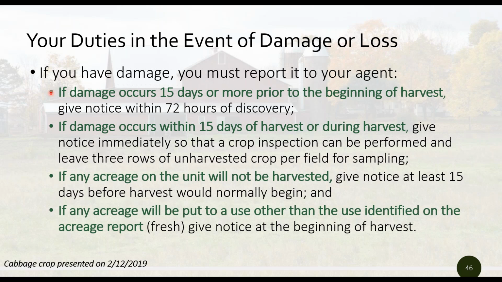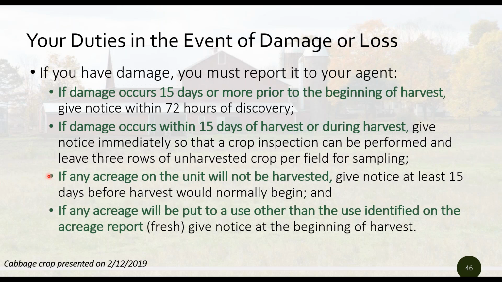Let's talk a little bit about that 3 rows here. According to the crop provisions, the samples must be at least 3 rows wide, extend the entire length of each field in the unit, and must not be harvested or destroyed until the earlier of our inspection or 15 days after completion of harvest on the unit.